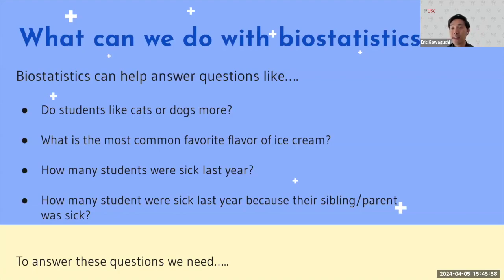And if we have data across several different years, then we can see if it's the same number of students, or if it's increasing, or if it's decreasing or getting smaller. And then a little bit more of a complicated problem we could answer, tacking on to what we just talked about, was seeing how many students were sick last year because their parent or their sibling was also sick.